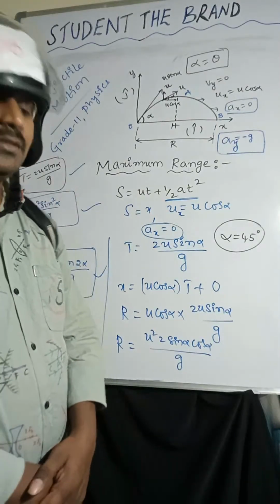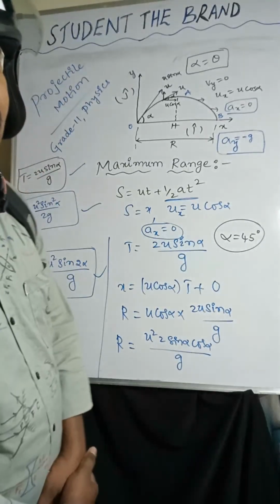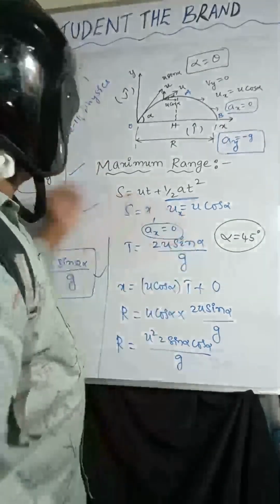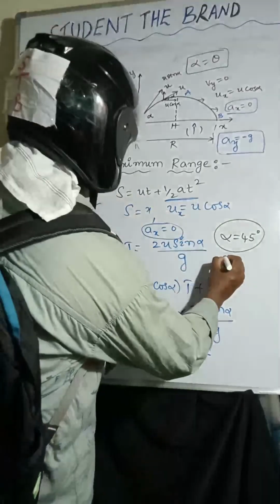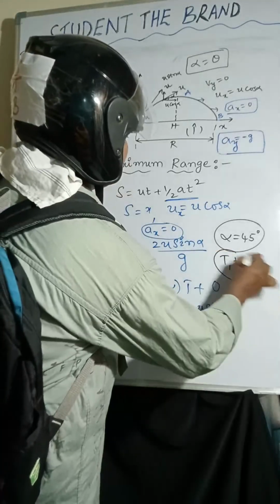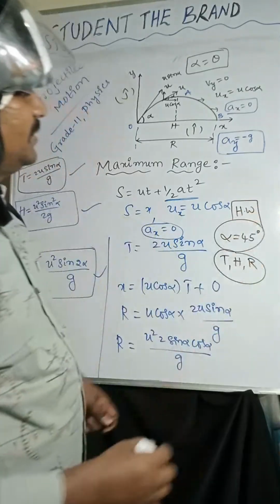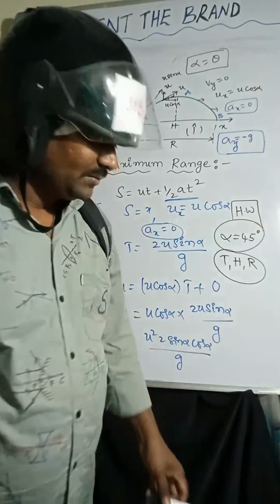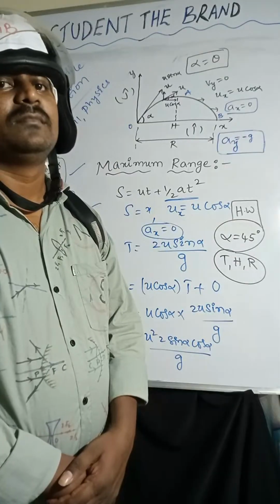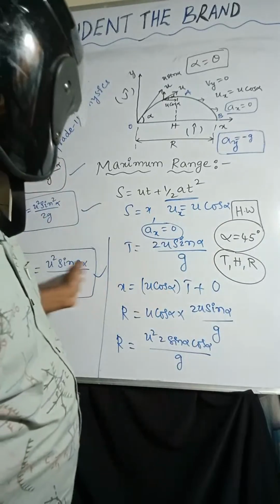Okay. So thank you so much for joining and attending and listening to the class and giving an opportunity to take the class. So substitute the alpha value and find out the T value, H value and R value. That is homework. Find the time of flight, the maximum height and range.